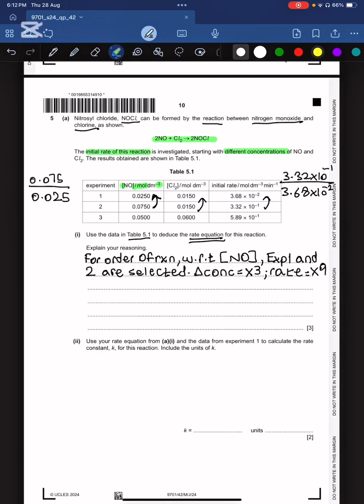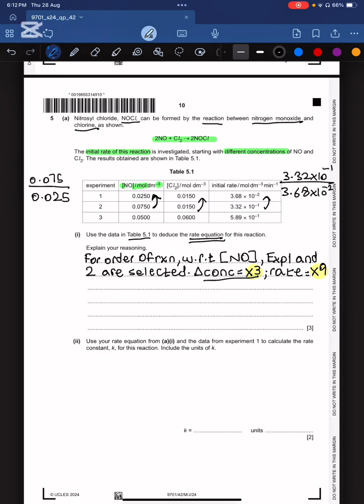Now, you should know this by now if you have learned the syllabus. Concentration becomes 3 times, rate goes up 9 times, which means that the rate changes according to the square of the change in concentration. The rate changes according to the square of the concentration, which means that it is a second order reaction. If the rate would have changed 3 times, first order. If the rate would not have changed, zero order. But because it has changed according to the square of the concentration, this is second order.